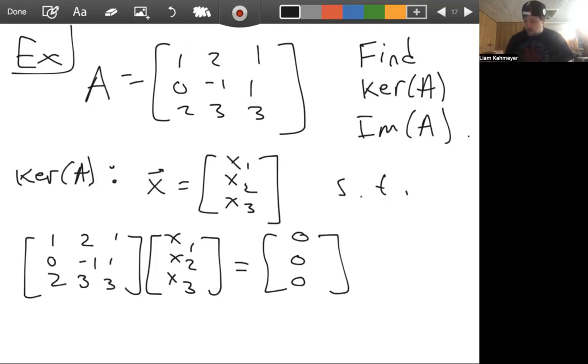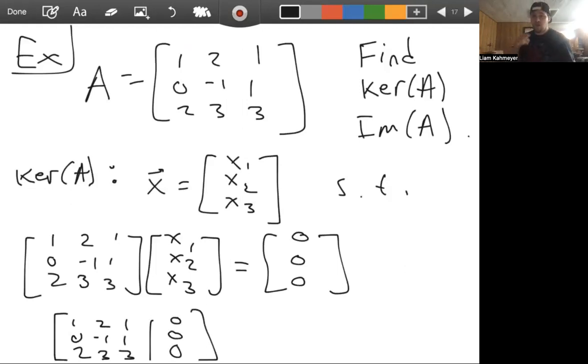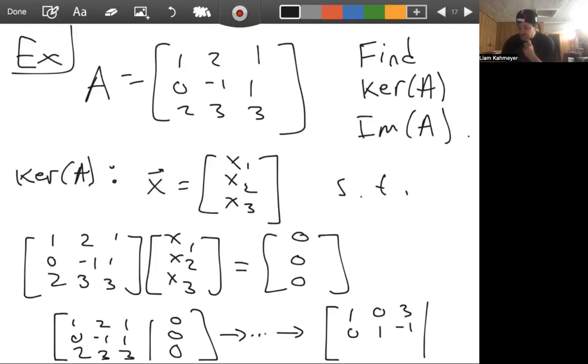So how can we do this? Well, we can set up a system of equations corresponding to this system, right? That would be [1, 2, 1 | 0; 0, -1, 1 | 0; 2, 3, 3 | 0]. And then you put this augmented matrix in reduced row echelon form to find a solution. We know how to do this. This matrix is pretty easy. And so what we get is [1, 0, 3 | 0; 0, 1, -1 | 0; 0, 0, 0 | 0]. So this is the reduced row echelon form.